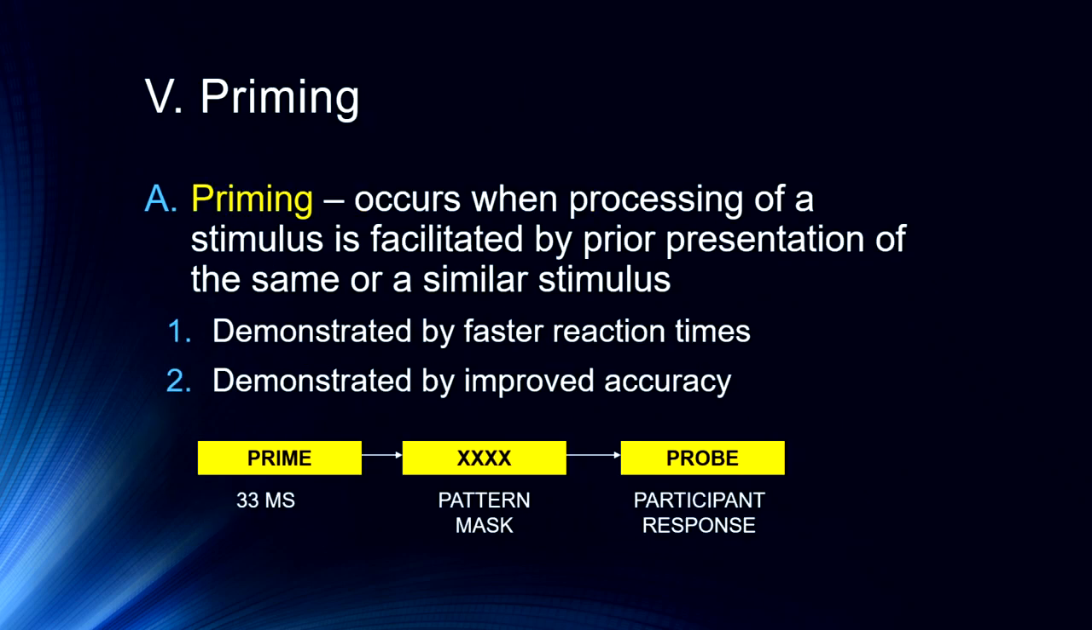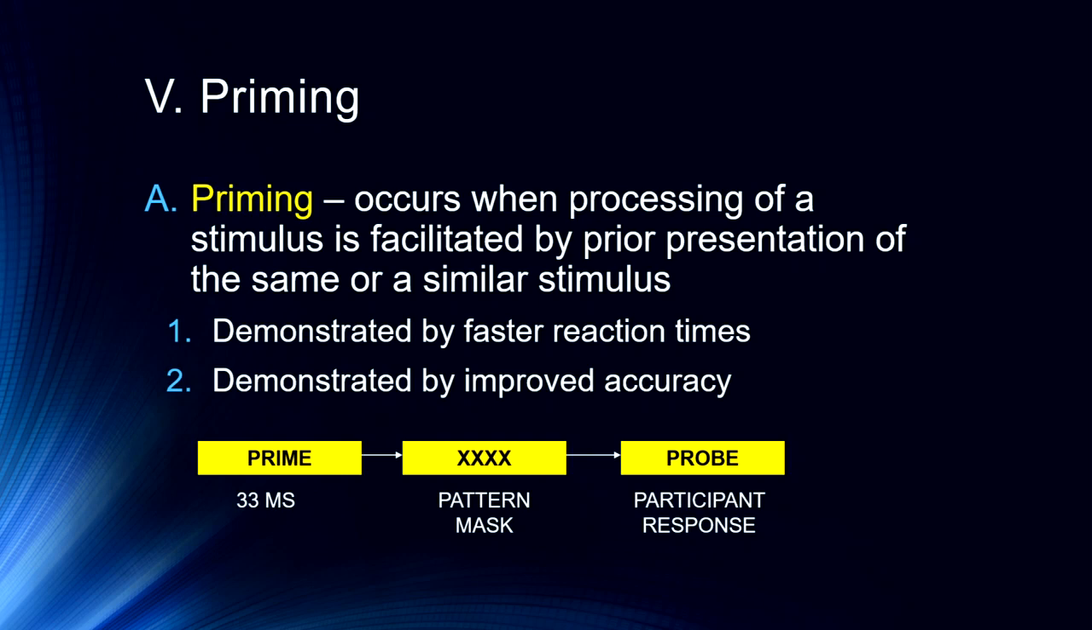This gets us to priming. Priming occurs when the processing of a stimulus is facilitated by the prior presentation of the same or similar stimulus. And basically, we see this by improved reaction times. People are faster at identifying a particular stimulus, or they are more accurate at identifying what a stimulus might have been. And so this is the basic way in which we do a priming study.